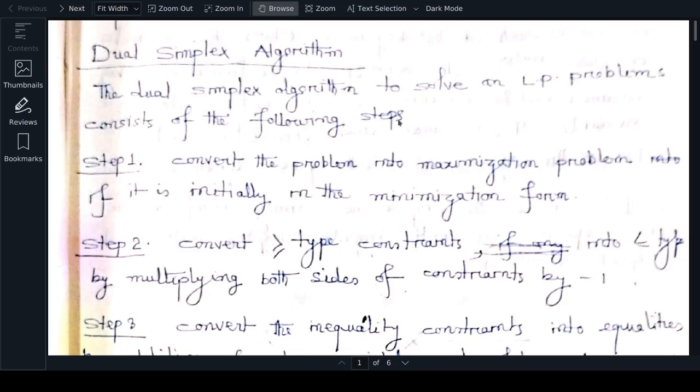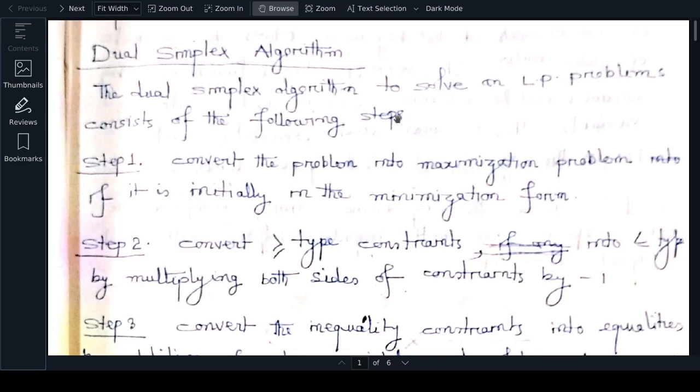Yes, sir. Okay. So first you see the theory portion. Okay, so see the theory portion.